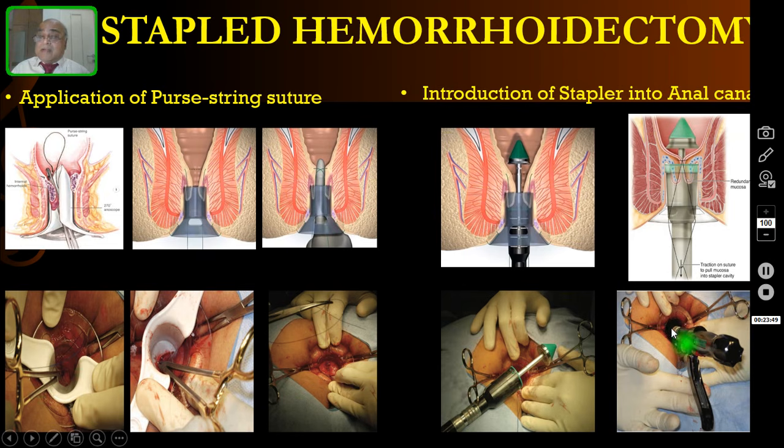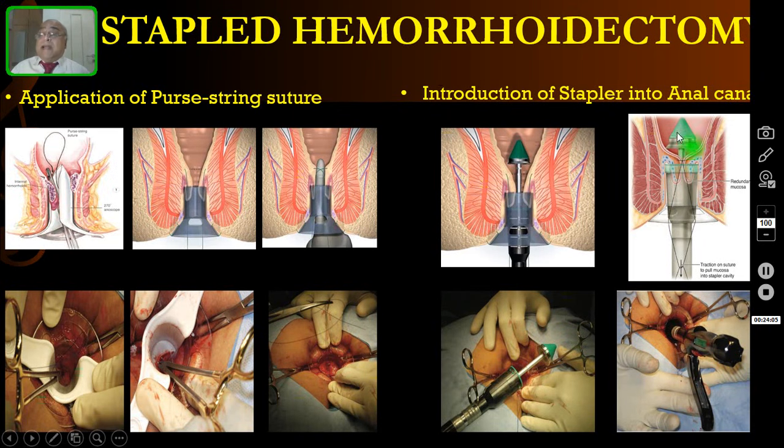So after introducing it properly, this is what you are seeing here. We are introducing it, but usually there is a safety lock here. You have to unlock this only when you are going to fire it. Otherwise, even accidentally, you cannot fire this gun. There is a safety lock here.